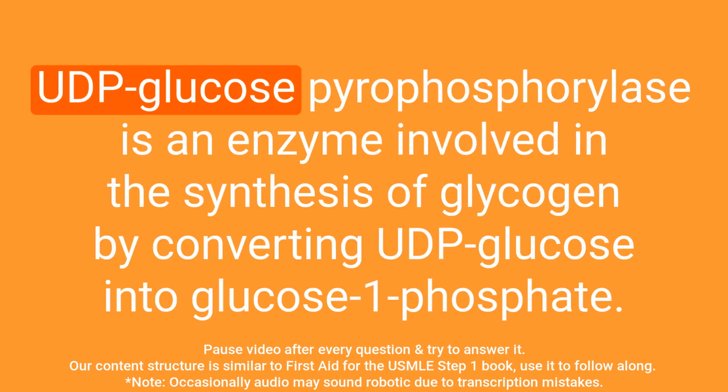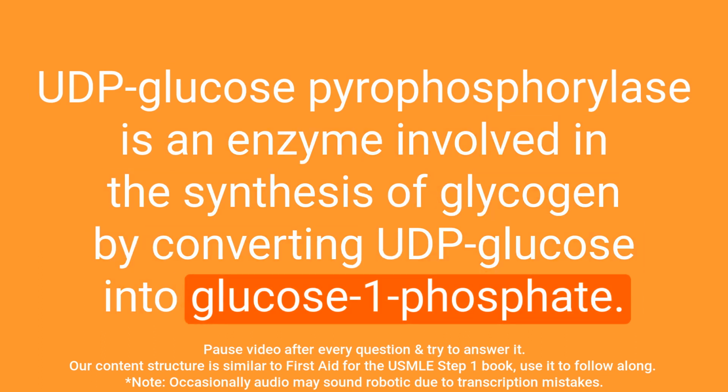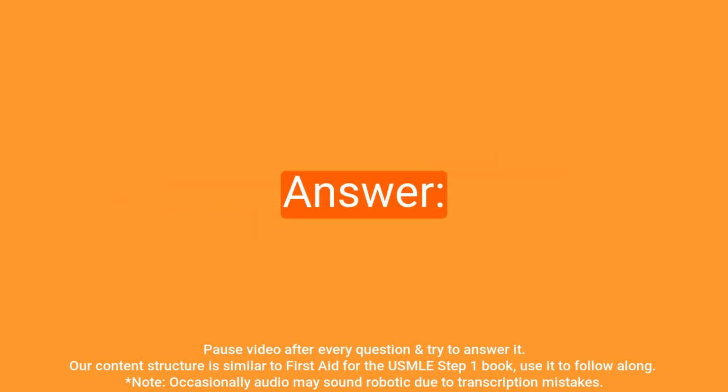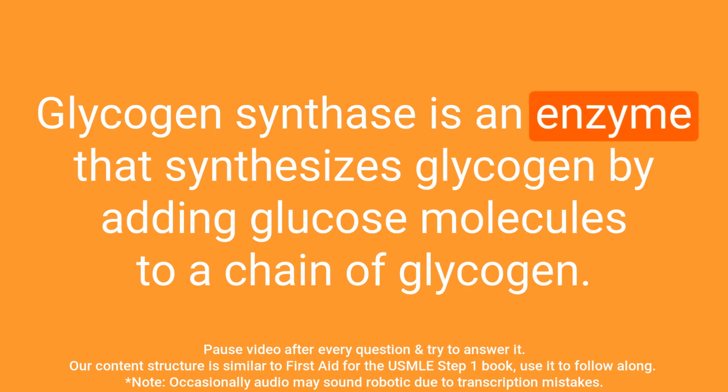Question: What is the role of UDP-glucose pyrophosphorylase in glycogen metabolism? Answer: UDP-glucose pyrophosphorylase is an enzyme involved in the synthesis of glycogen by converting UDP-glucose into glucose 1-phosphate. Question: What is the function of glycogen synthase? Answer: Glycogen synthase is an enzyme that synthesizes glycogen by adding glucose molecules to a chain of glycogen.